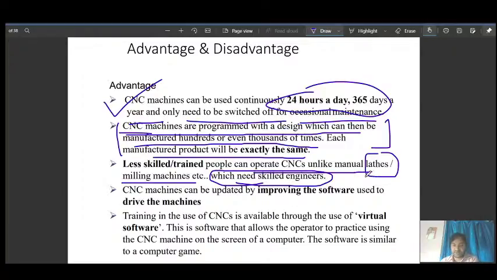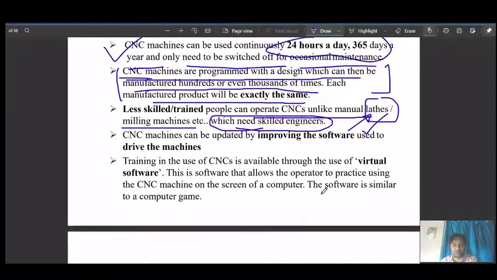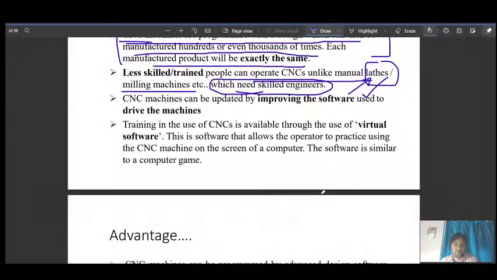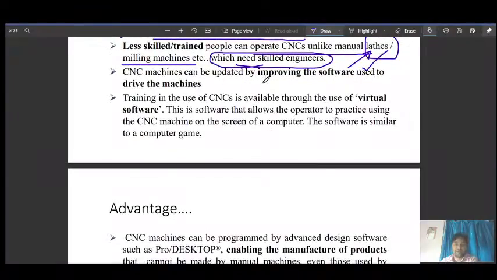Easily, because when we are using a lathe machine, a skilled operator is required. It should be skilled, otherwise we will face a lot of product defects, and that is a loss for the organization. Again, a CNC machine can be updated by improving the software used to drive the machine. Training in the CNC machine is available through the use of virtual software.